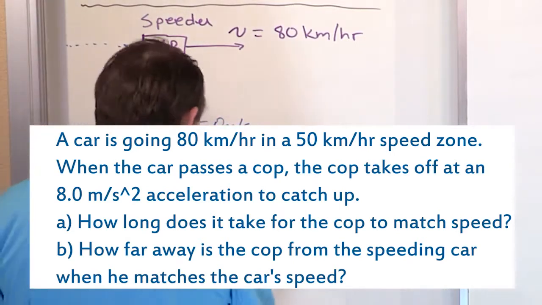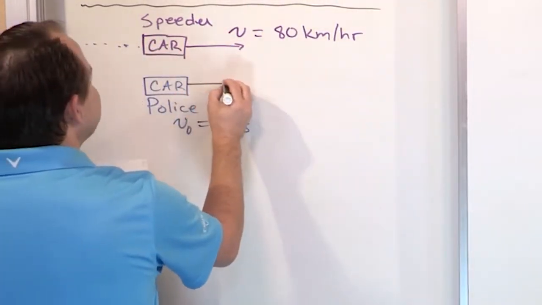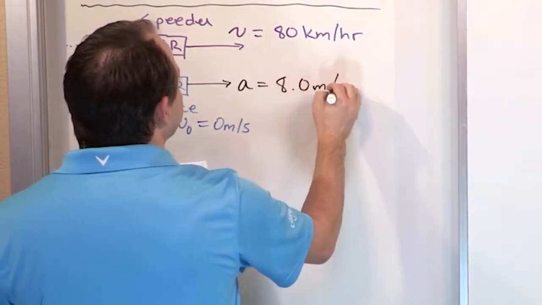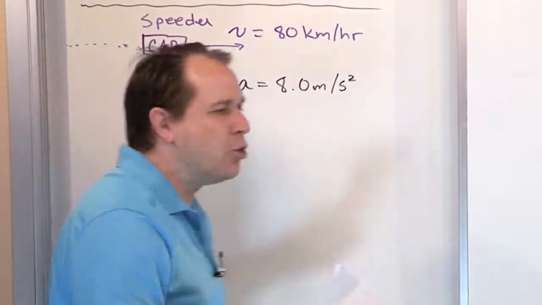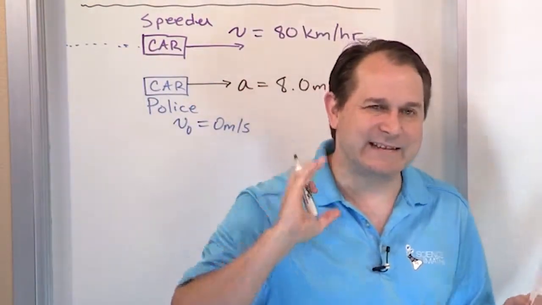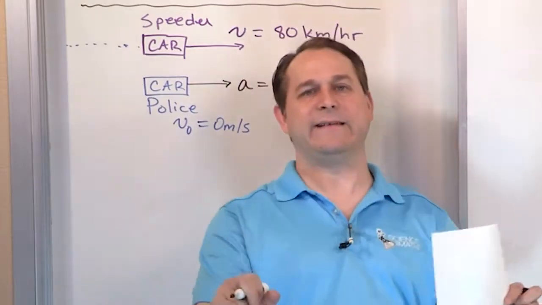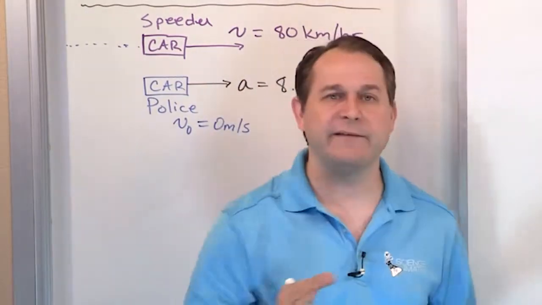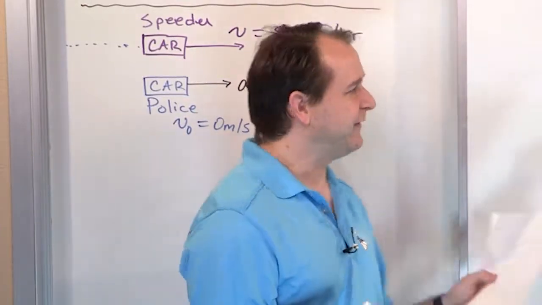But as soon as the speeder passes him, I'm going to draw an acceleration vector, because he starts to accelerate at 8.0 meters per second squared. So you see his velocity is 0, but at the moment the policeman slams on the gas, his instantaneous acceleration pushes him in his seat, and then for the rest of the problem he's accelerating at a known constant acceleration, which is 8.